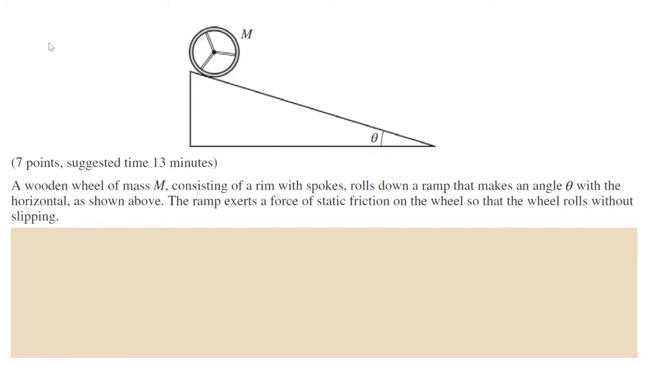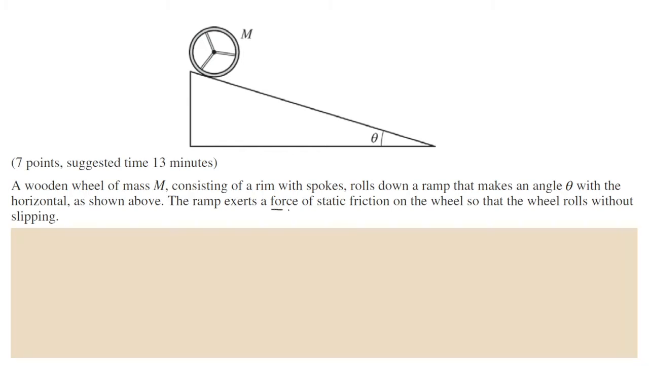This problem said a wooden wheel of mass m consisting of a rim with spokes rolls down a ramp that makes an angle theta with the horizontal, shown above. The ramp exerts a force of static friction on the wheel so that the wheel rolls without slipping. Now, this rolls without slipping issue is something we've talked a lot about this year: yes, there needs to be friction exerted on the thing so that it rolls without slipping, but it's usually not enough friction to take the energy away from the system.